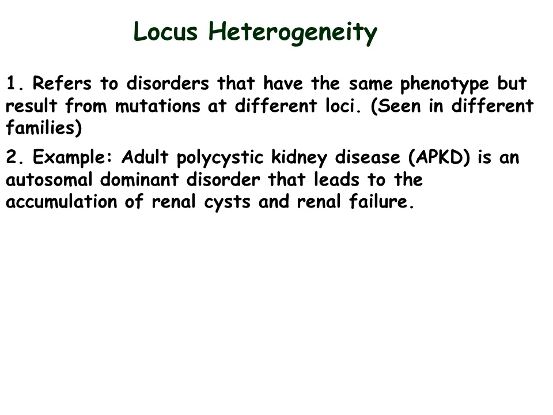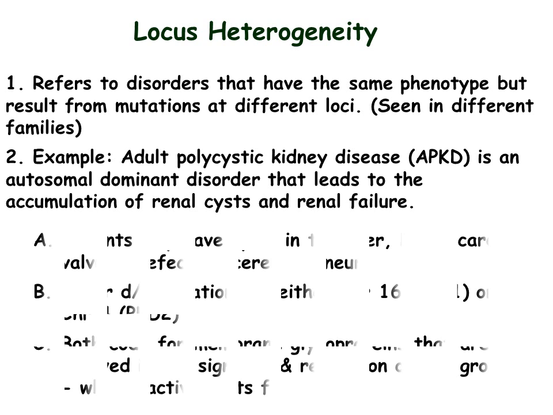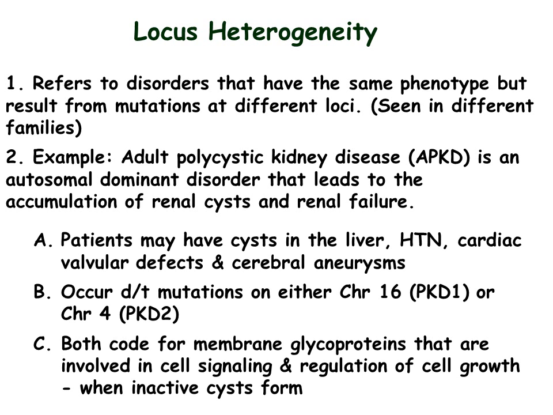It's an autosomal dominant disease that leads to the formation of all these cysts in the kidney, and then they go into renal failure. And so the patients have cysts in the liver. Sometimes they have hypertension. And then cardiac defects, and sometimes even aneurysm.